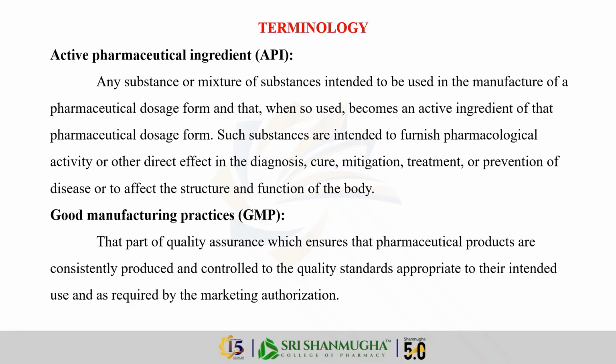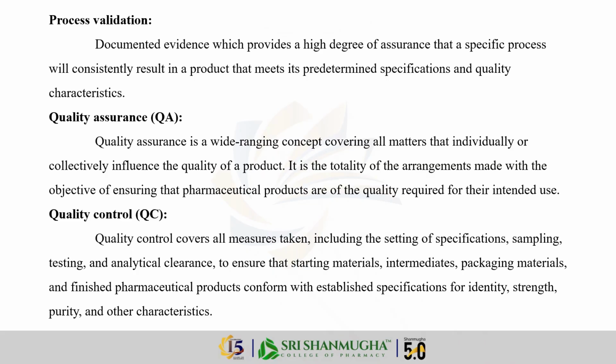Second one, good manufacturing practices, which means GMP. This is the part of quality assurance that ensures products are consistently made to the required quality standards. Next, we have process validation. Process validation is documented proof that a process will consistently produce a quality product.